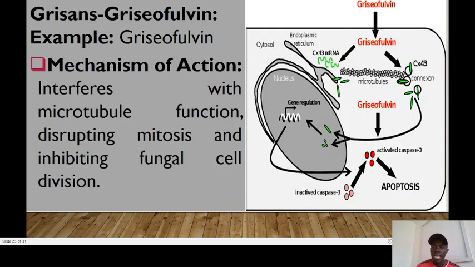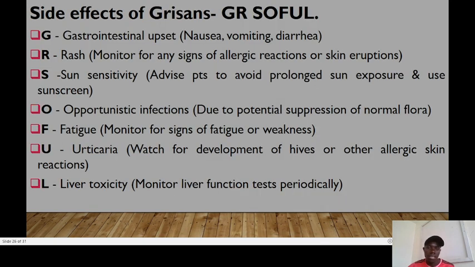Okay. Okay, guys. So next we have the grisans, and here we have griseofulvin. So griseofulvin interferes with the microtubule function, disrupting mitosis and inhibiting fungal cell division. All right, griseofulvin. So it binds and interferes with the microtubule function. Okay, and this disrupts mitosis. Mitosis, that's the division, and inhibits the fungal cell division. So division is not achieved.